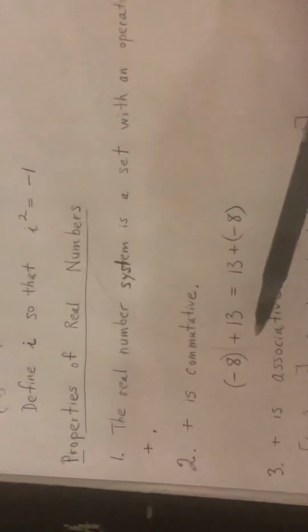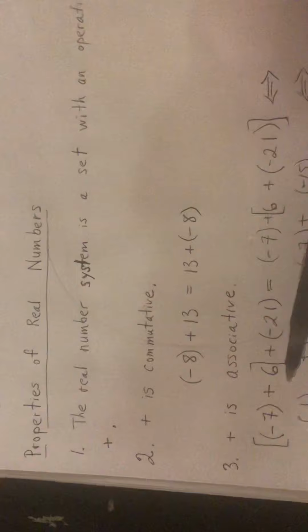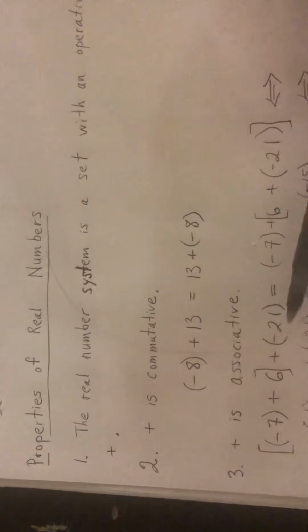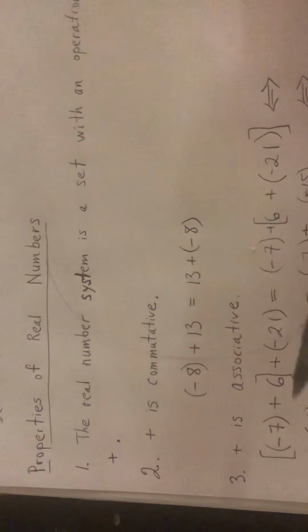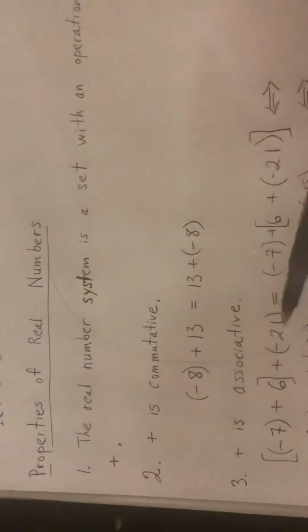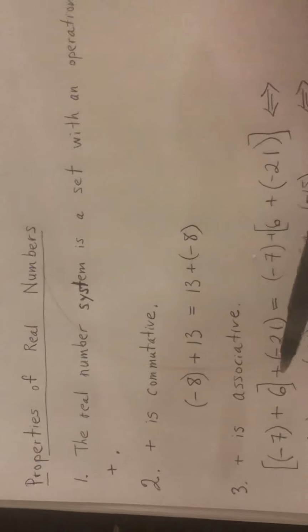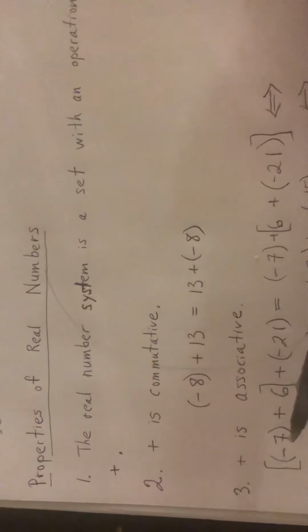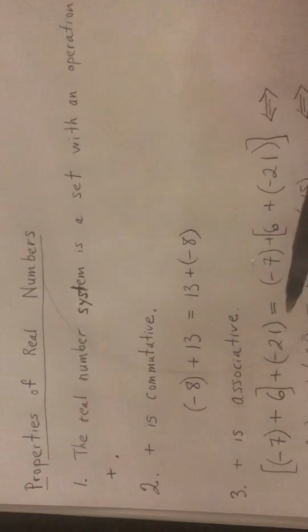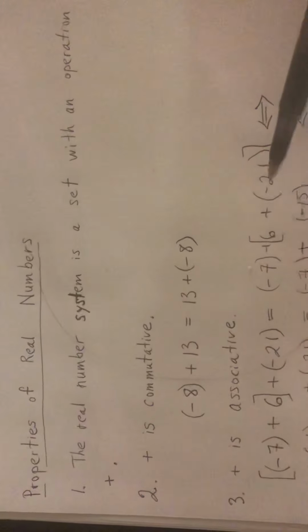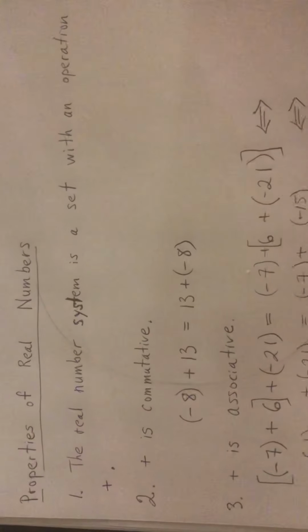Plus is associative. That means you can group things in either of these two ways. These are just examples, but we could do this with any three real numbers. So, for example, negative 7 plus 6 plus negative 21 is equal to negative 7 plus 6 plus negative 21 with these groupings implied by these brackets.